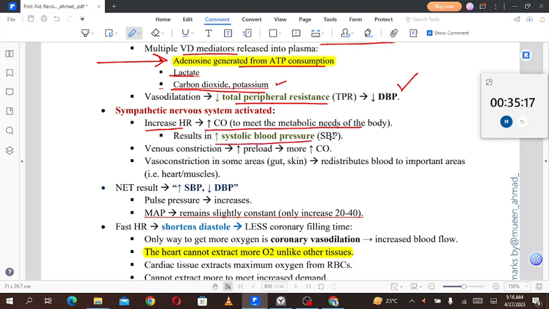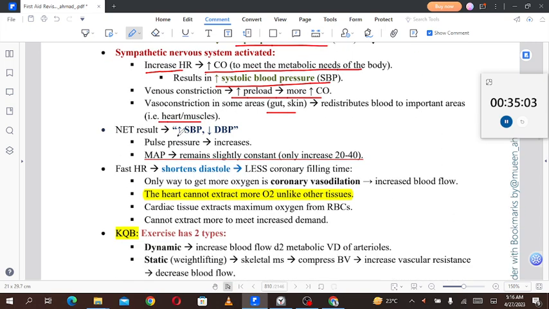That results in increased systolic blood pressure, venous constriction, increased preload and a further increase in cardiac output. Vasoconstriction in some areas, the gut and skin, redistributes the blood to important areas, for example the heart and the muscle. The net result is increased systolic blood pressure and decreased diastolic blood pressure. So the pulse pressure will increase. Suppose we have a blood pressure of 140 over 60, the pulse pressure is 80 in contrast to the normal 40. Mean arterial pressure remains slightly constant.